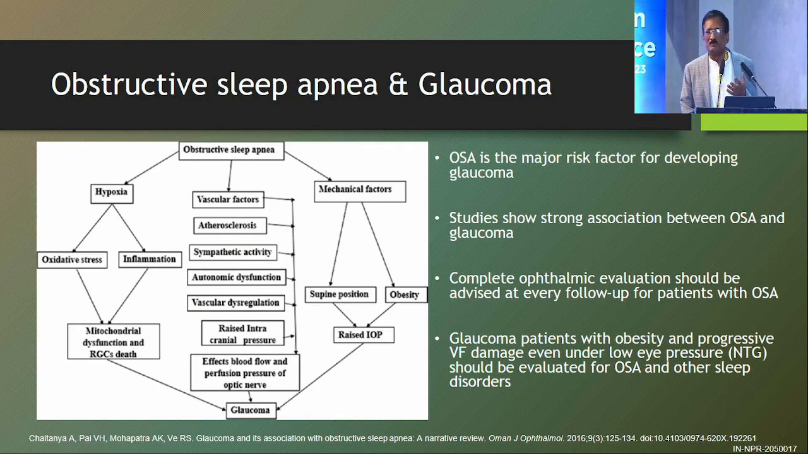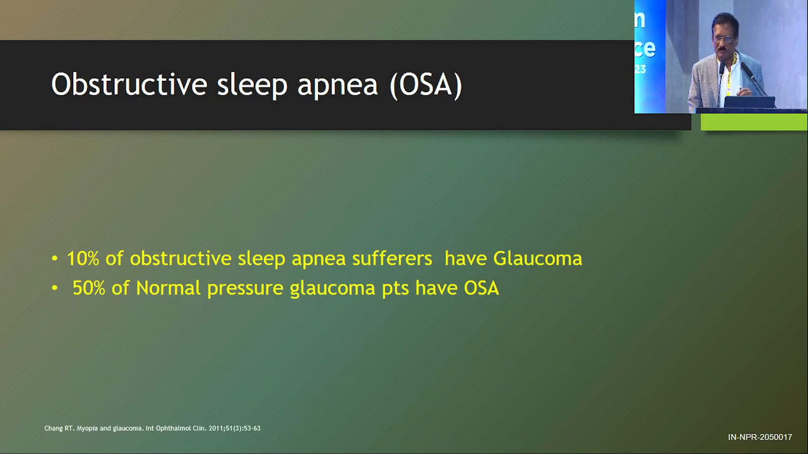And obstructive sleep apnea. We all forget this. Obstructive sleep apnea is a major risk factor for developing glaucoma. Studies show a strong association between obstructive sleep apnea and glaucoma. Complete ophthalmic evaluation should be advised at every follow-up for these patients. Glaucoma patients with obesity and progressive visual field damage, even under low eye pressure, should be evaluated for obstructive sleep apnea, and sleep labs are available in Hyderabad. 10% of obstructive sleep apnea sufferers have glaucoma. No doubt, 50% of normal pressure glaucoma patients will have obstructive sleep apnea.